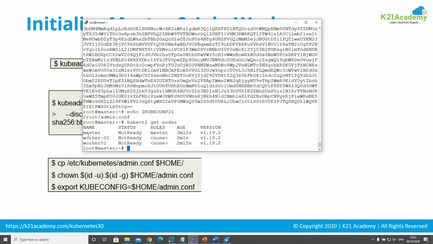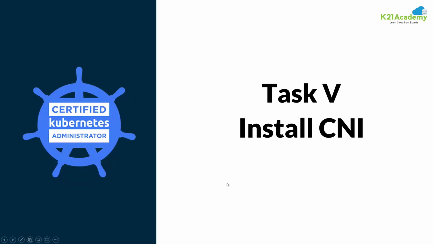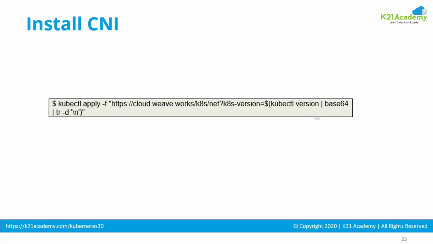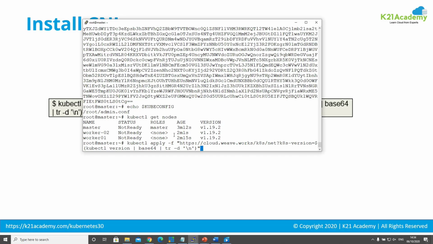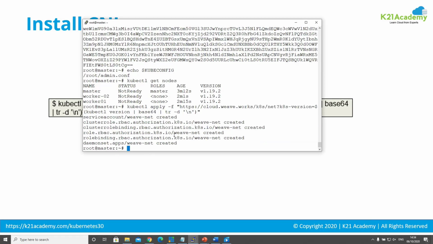Now, if you see here, I can see my worker node 1 and worker node 2, but their status is not ready. That means I have one final step, which is task 5, install CNI, the container network interface. There's only one command which I'm going to run using kubectl. There are different types of network plugins or container network interfaces I can download. I'm using Weave. The documentation about the different networks I'll put on our blog, k21academy.com/kubernetes30. So I'm going to run it on the master node, and that master node will apply that.